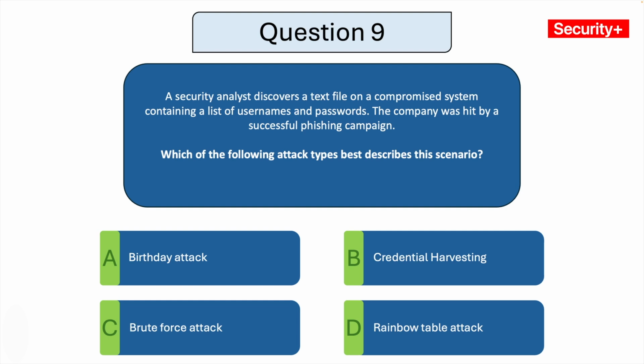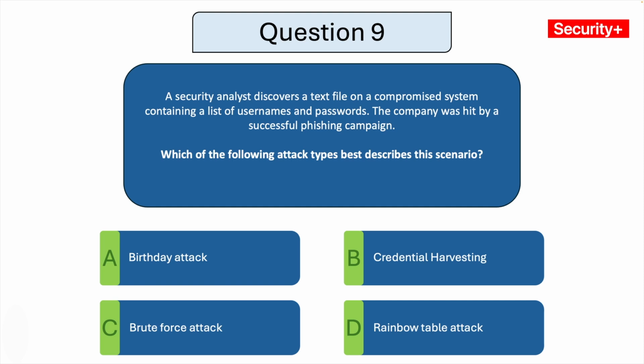Question 9. A security analyst discovers a text file on a compromised system containing a list of usernames and passwords. The company was hit by a successful phishing campaign. Which of the following attack types best describes this scenario? A, birthday attack, B, credential harvesting, C, brute force attack, or D, a rainbow table attack.